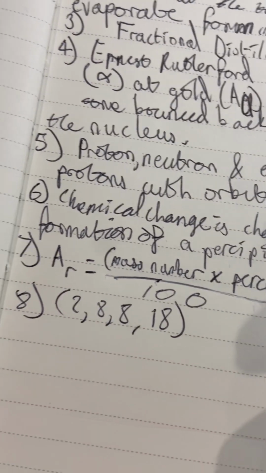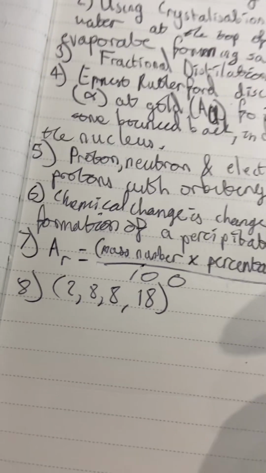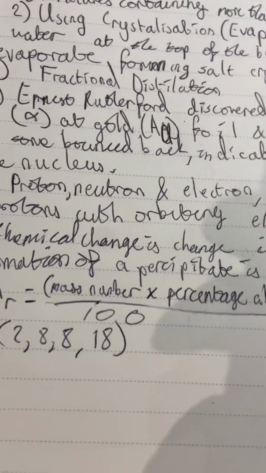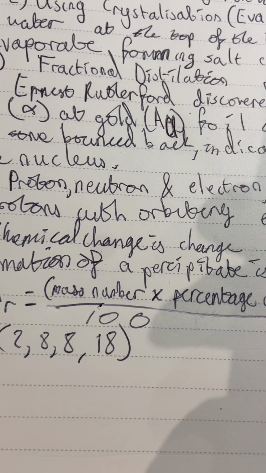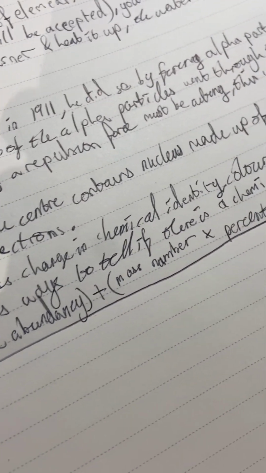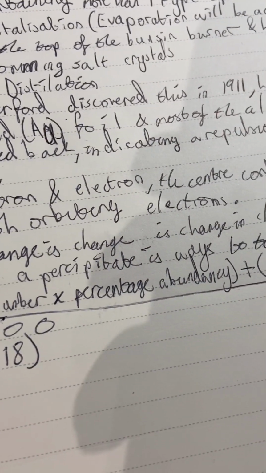Question 5 was, what are the 3 main particles in an atom, and tell how they are arranged? Well, the first one's quite easy. It's protons, neutrons, and electrons. But the arrangement is, the center contains a nucleus made up of neutrons and protons, with orbiting electrons.